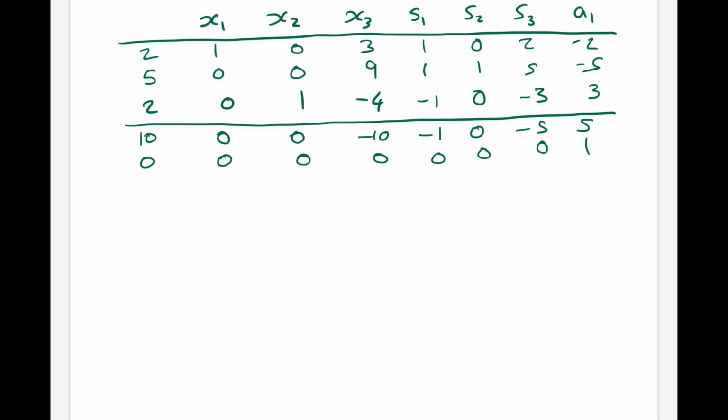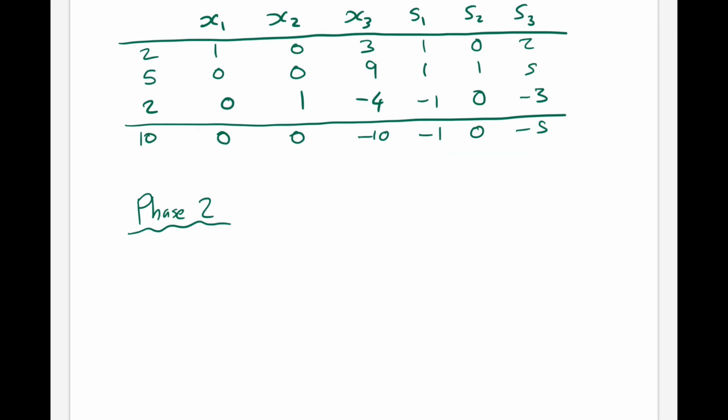So after performing those row operations, our objective row now has no negative values in it, and so we end phase 1. We will now begin phase 2. And for phase 2, we do not need phase 1's objective, and we do not need an artificial variable anymore. And now we will go back to our original objective, which was to maximize, and we will perform row operations based on that objective now.